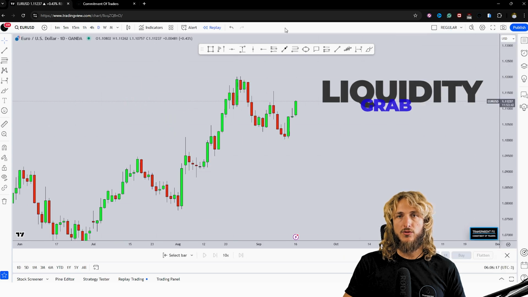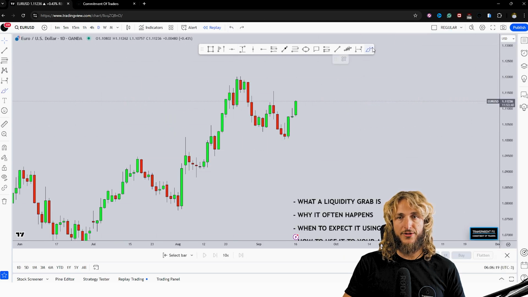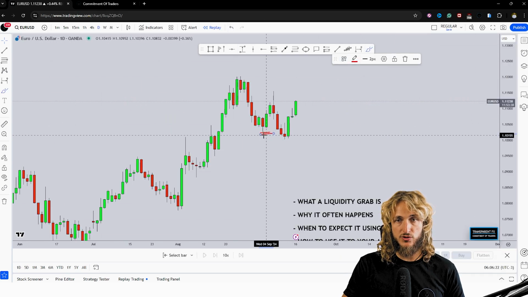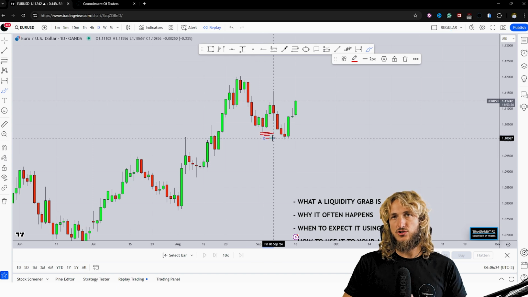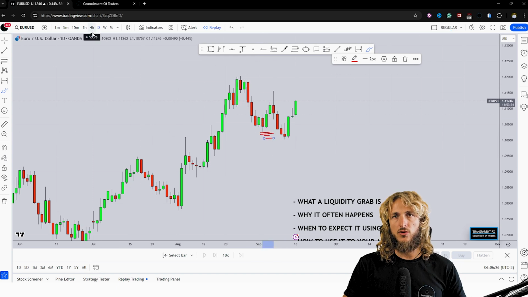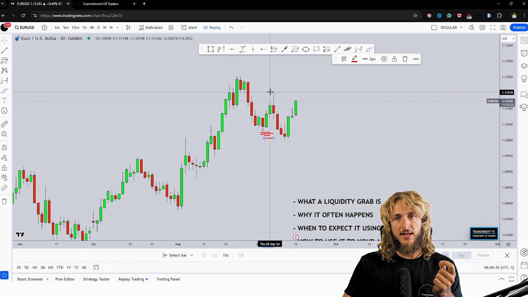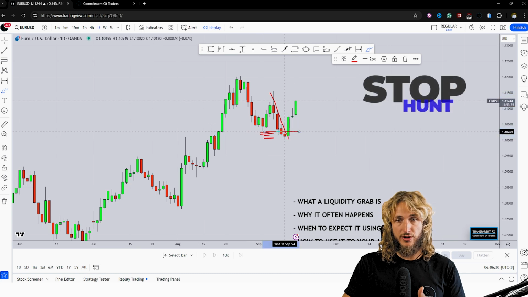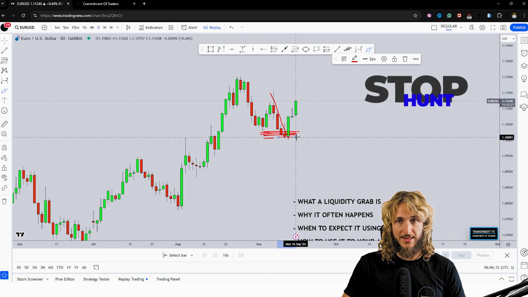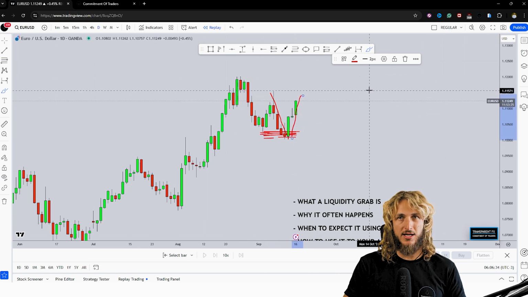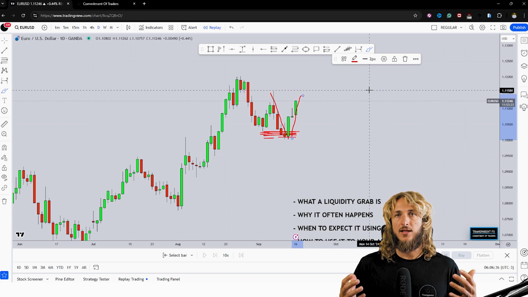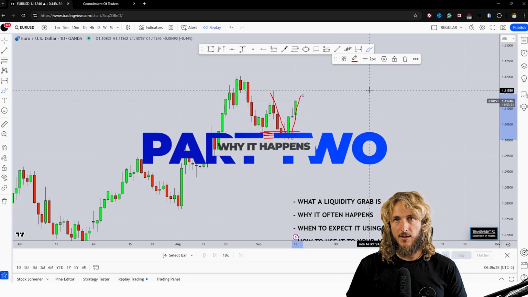because what you know is that most traders have all their stop losses below previous swing highs and lows, especially on the daily time frame, but also on the intraday time frames. And if the market goes and triggers all those stop losses and then immediately reverses to the upside, that is essentially a liquidity grab. Now, why does it happen?